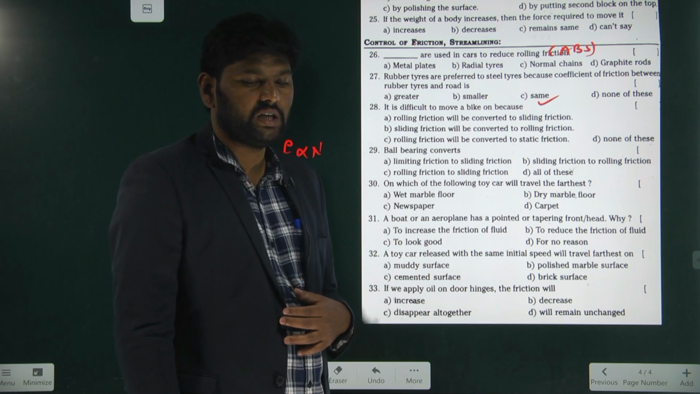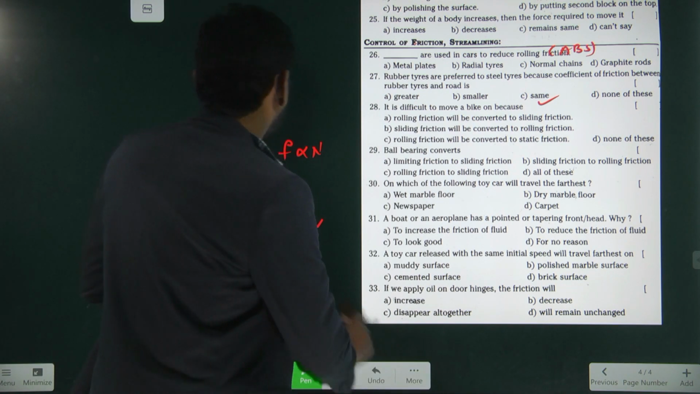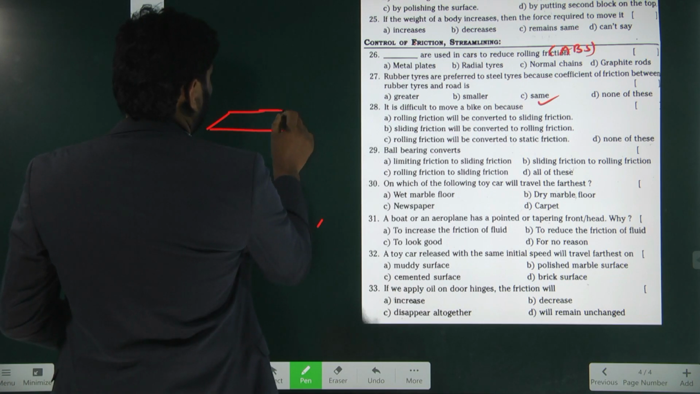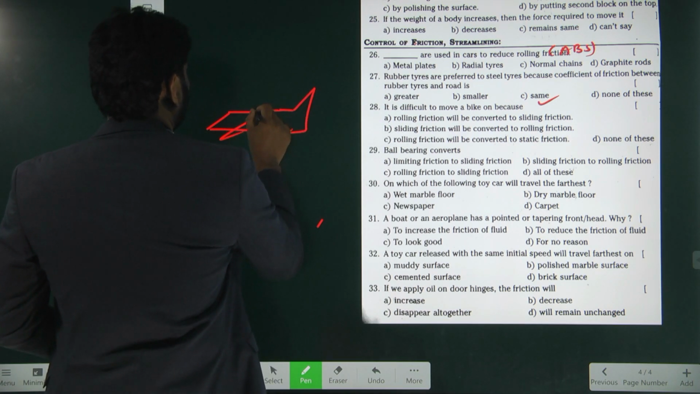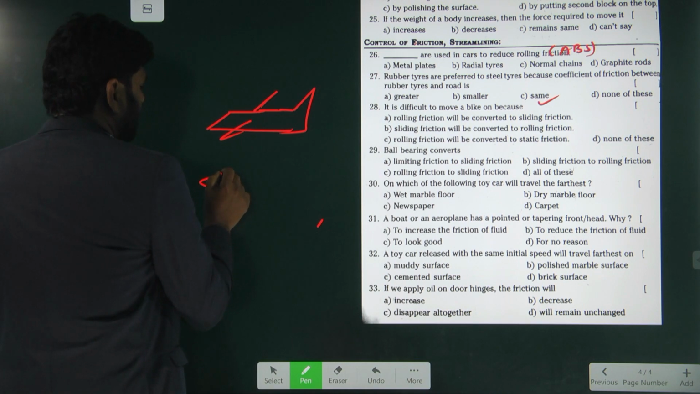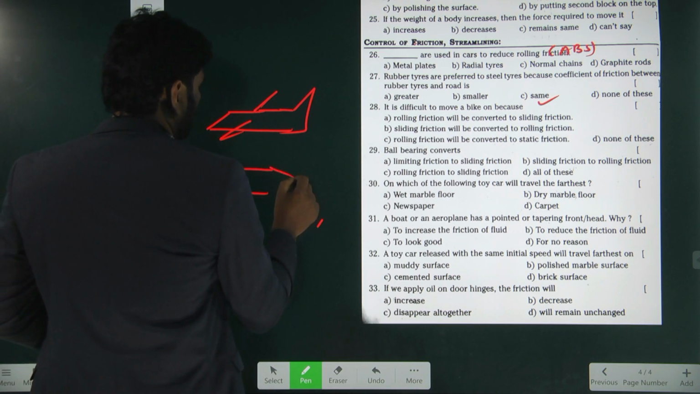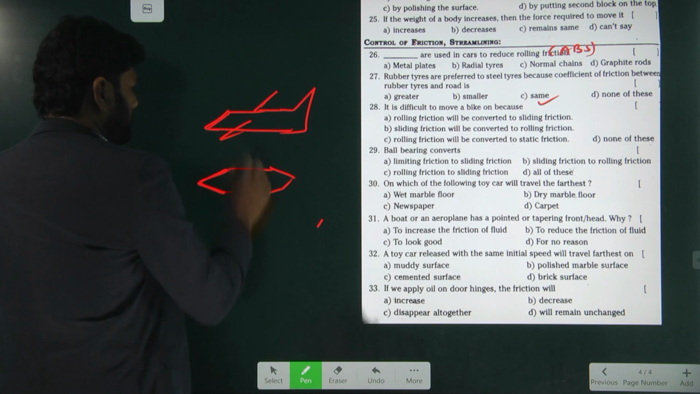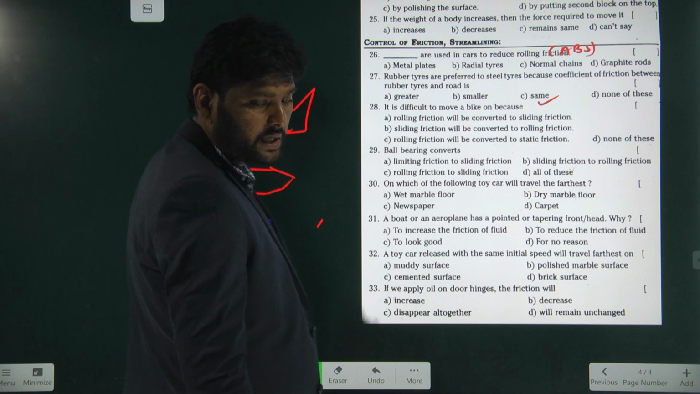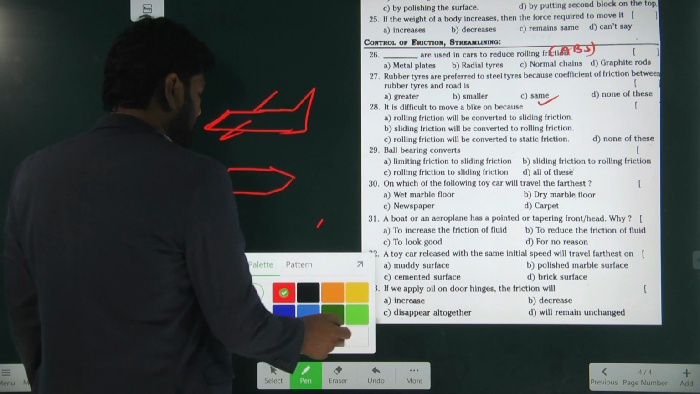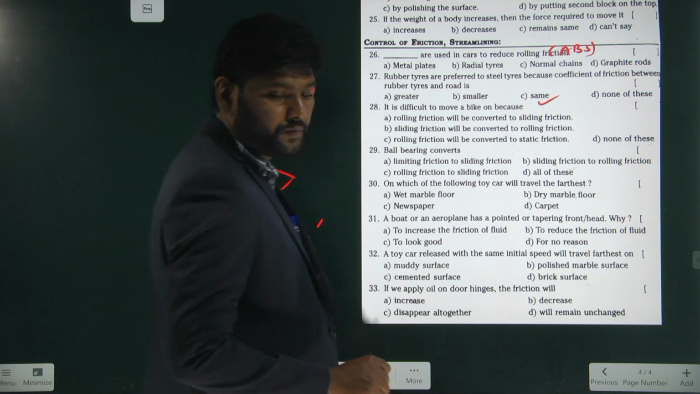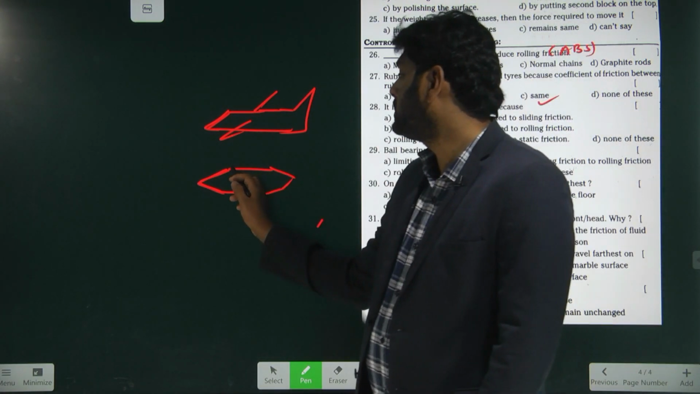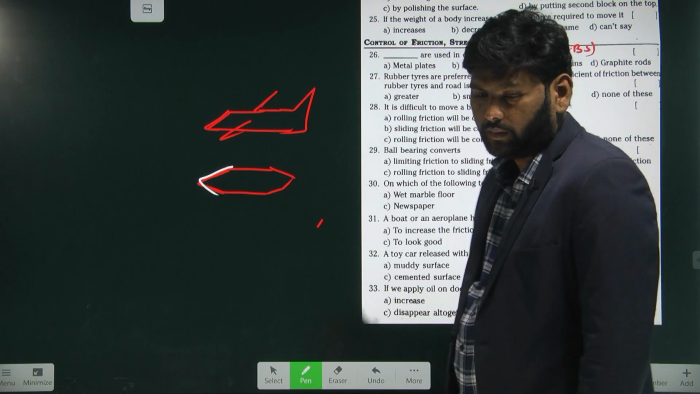Why is it having a streamline structure? See, the aeroplane has this structure, isn't it? And the boat has this, ships have this structure. Understand? So this structure is showing the streamline. Why do both boat and aeroplane have this structure? To reduce the friction, to reduce the air friction or drag, we have a streamline structure. Understand?